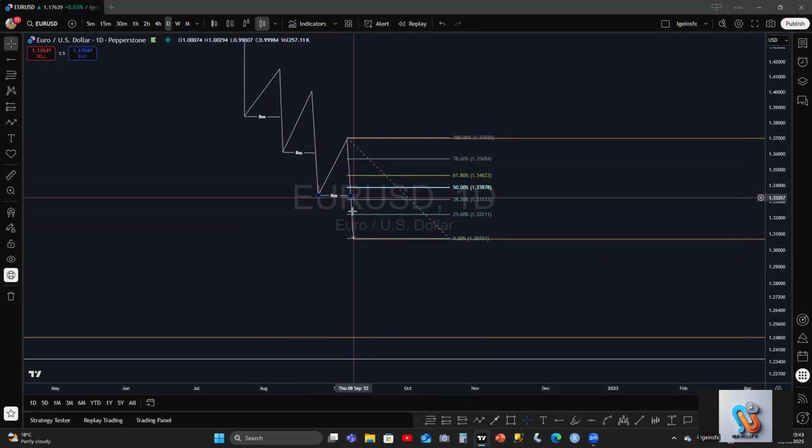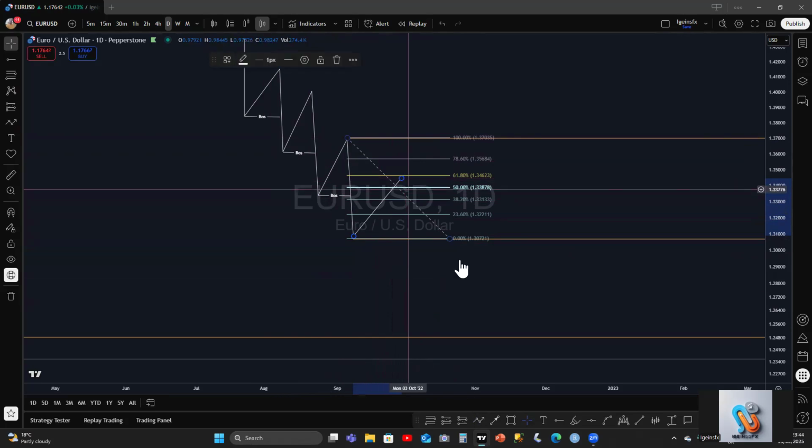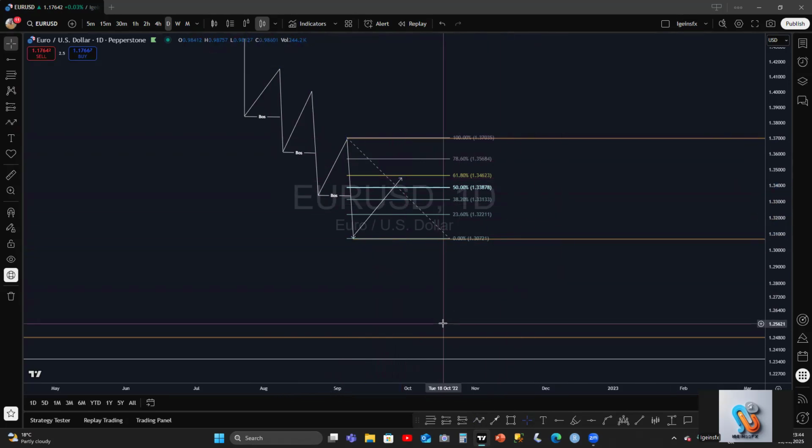Now, this is the range from here to here. And what should we be expecting? We should be expecting a pullback into a premium level. As simple as that. A healthy pullback should always push into a premium level. And once you see price push into a premium level, you now see that there's a reaction.